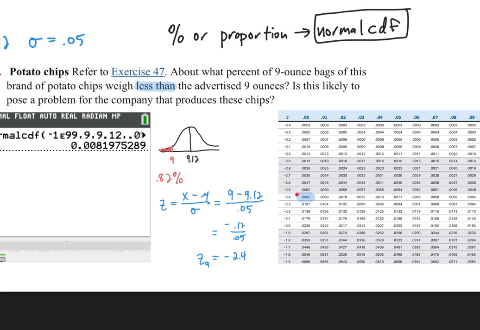And notice, this is the exact same answer that we got from the calculator. That won't always be the case. Sometimes these will be a little off. But you can see we got the exact same value in this case.